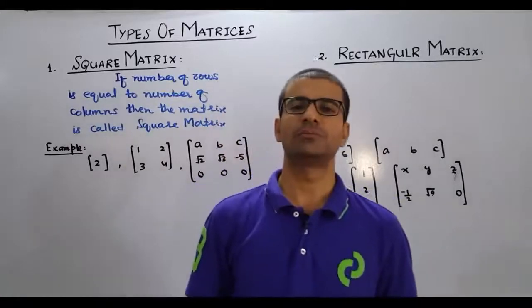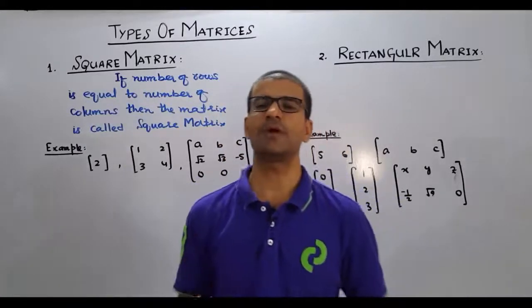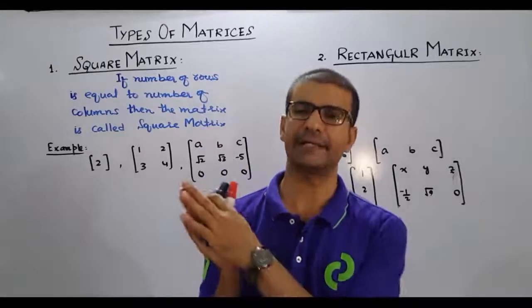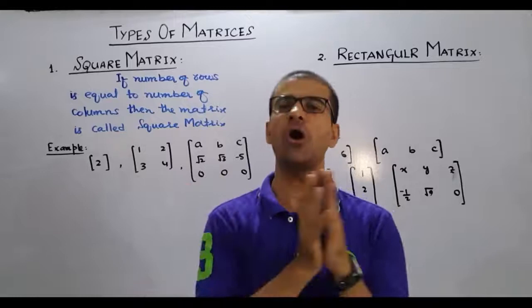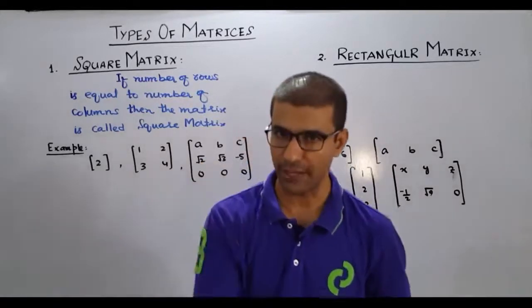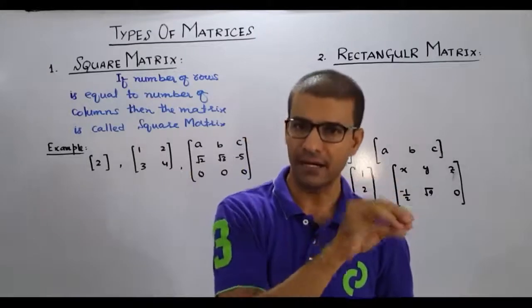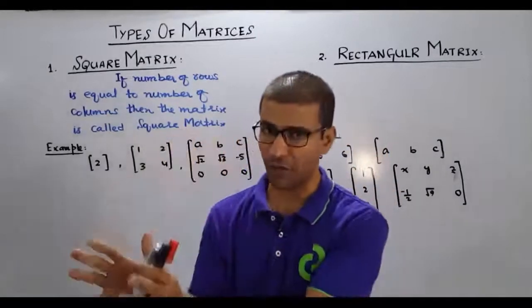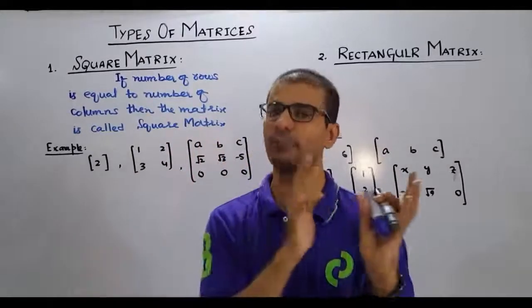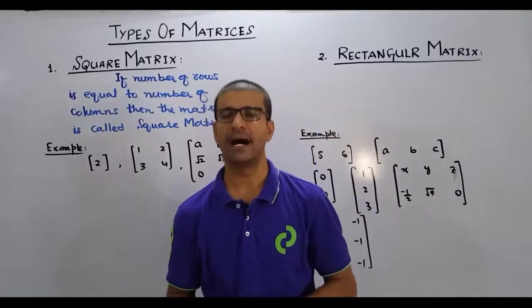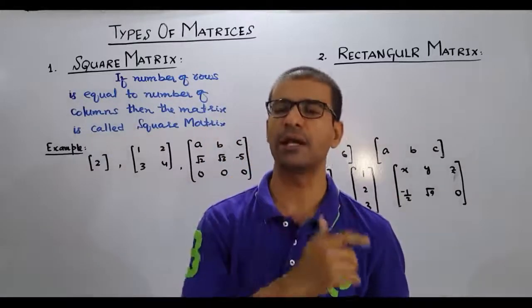In this video you will study types of matrix. We have two main types of matrix. Either the matrix is square or rectangular. How can we decide this is a square matrix or this is a rectangular matrix? For this we have a definition. If number of rows is equal to number of columns, then the matrix is called square matrix. Otherwise it is called rectangular matrix.